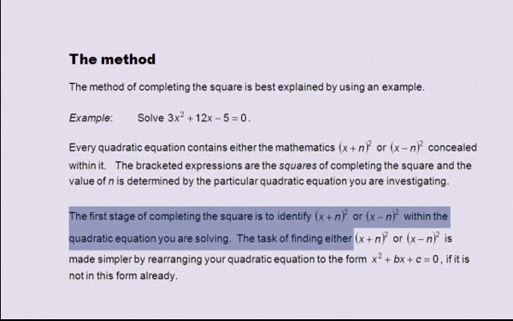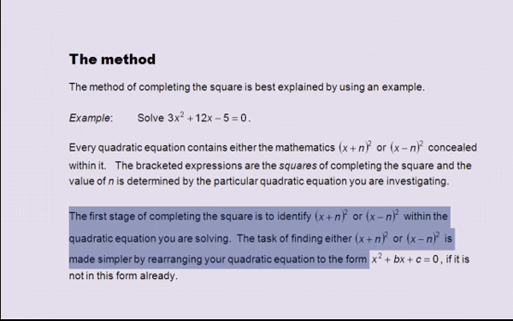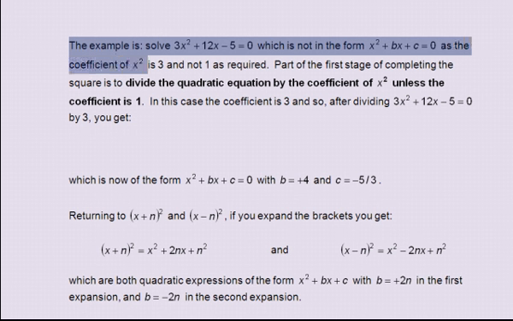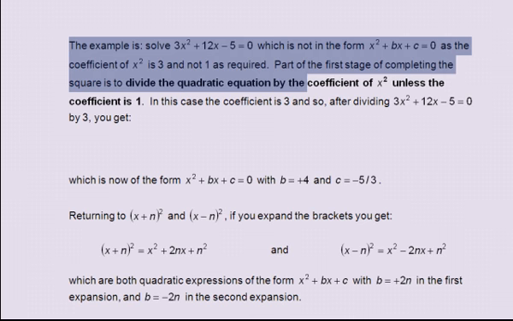The task of finding either (x plus n) all squared or (x minus n) all squared is made simpler by rearranging your quadratic equation to the form x squared plus bx plus c equals 0, if it is not in this form already. The example is solve 3x squared plus 12x minus 5 equals 0, which is not of the form x squared plus bx plus c equals 0, as the coefficient of x squared is 3 and not 1 as required. Part of the first stage of completing the square is to divide the quadratic equation by the coefficient of x squared unless the coefficient is 1.